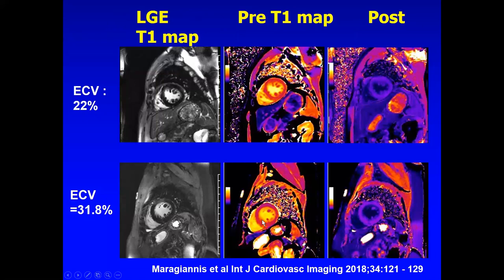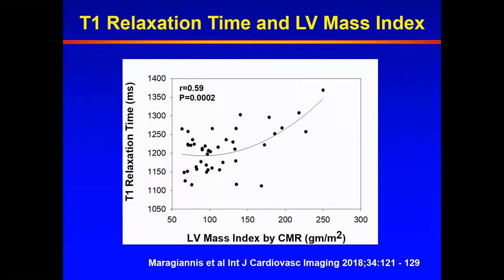Another indicator of fibrosis can be recognized by CMR with T1 mapping and looking at extracellular volume from two individuals, one with an ECV of 22% and another one with almost 32%. When you look at what that translates to, patients with a prolonged T1 relaxation time, and T1 relaxation time is an indicator of the myocardium in general, be it myocytes, fibrous tissue, or both. And you can do it without giving gadolinium. You can see here as the LV mass goes up, the T1 relaxation time gets longer.